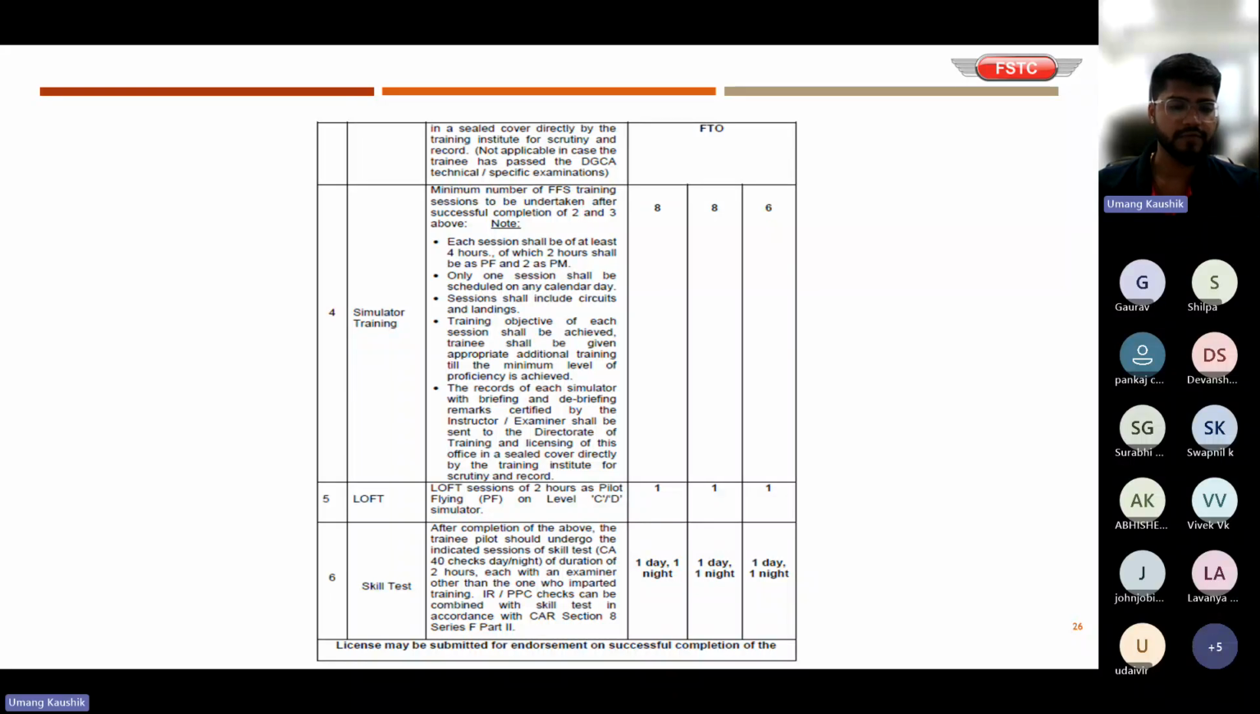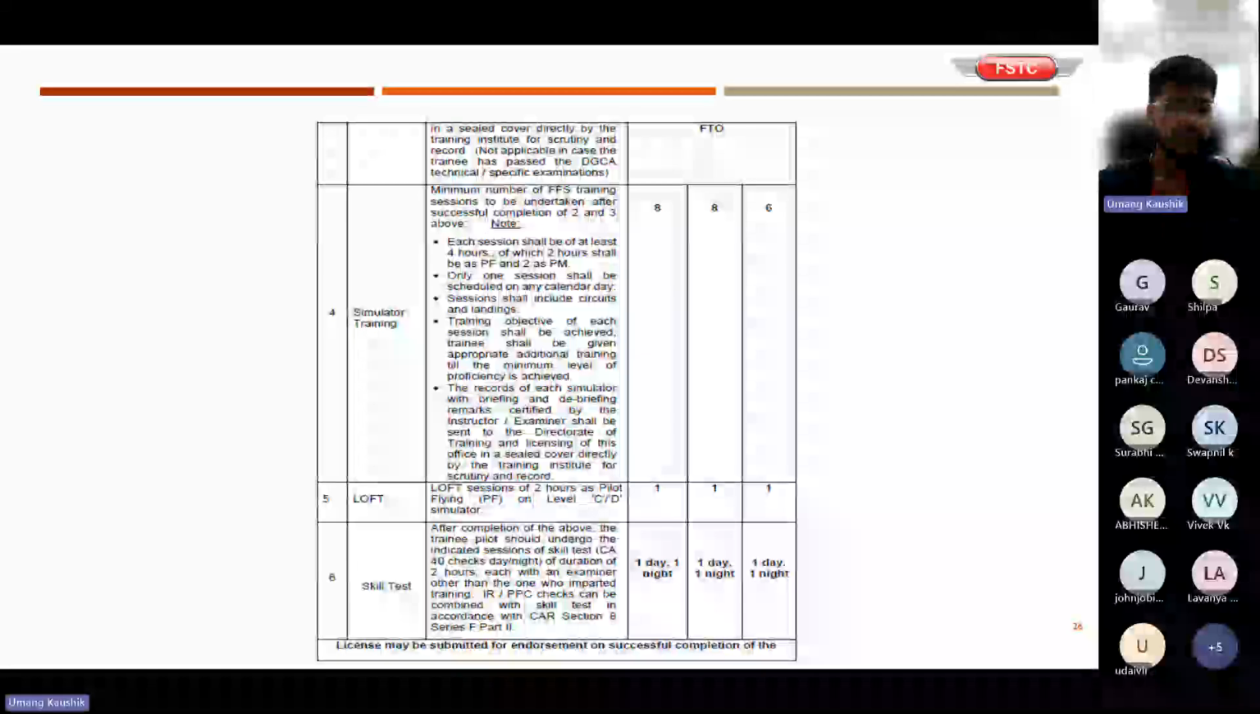So the next is LOFT, line oriented flight training. Sessions of 2 hours as pilot flying on level D or level C. So one session is already required for LOFT. And then comes your skill test. After completion of all your trainings, the one thing that is remaining is your skill test. Skill test will be conducted on the level D simulator itself by a synthetic flight examiner or a designated examiner. Right?